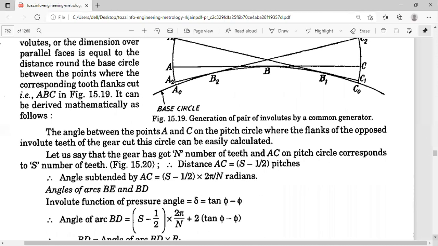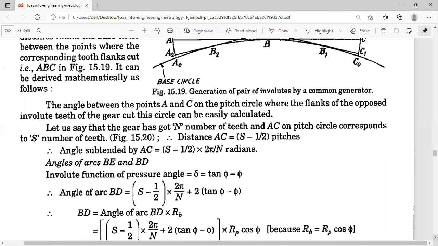So what is the angle subtended by AC? The distance may be an arc distance, but the angle subtended by AC is the distance AC into 2 pi by n, which is nothing but 2 pi into S minus half, by the number of teeth. This is in radians. You have to know how to convert radians into degrees and degrees into radians by this time.